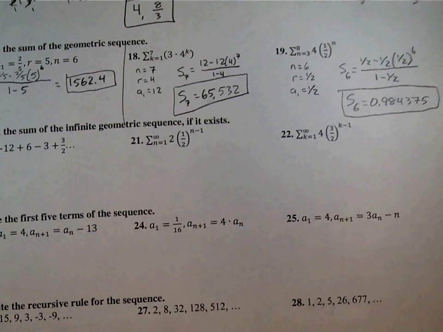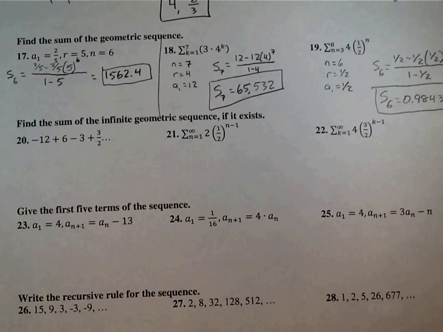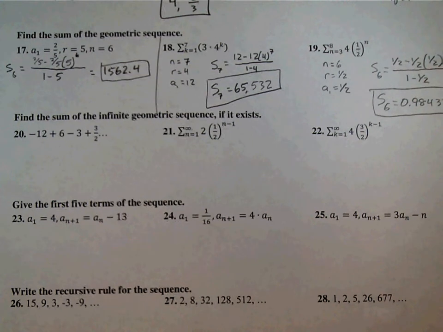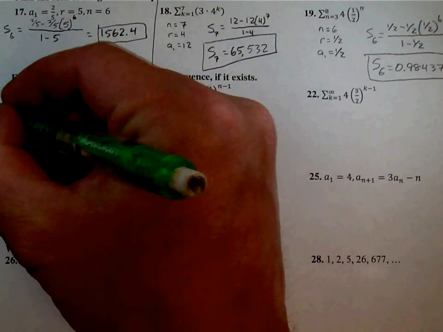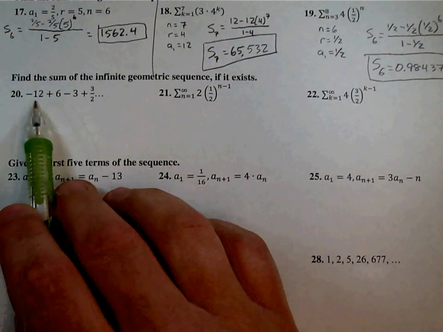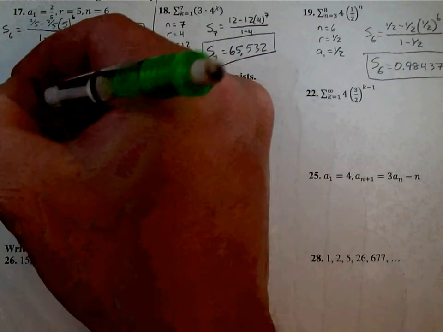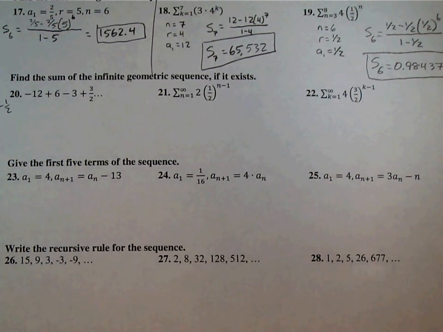Now in this next section, we're still dealing with geometric, but now it's infinite. So there is no last term. We don't use the same formula we were just using. First thing we have to do, though, is determine if there even is a sum. Is this series convergent or divergent? To determine that, you need to look at the r value. What is it that we're multiplying by? From -12 to 6, looks like we multiplied by -1/2. I'll check your other terms just to make sure that seems reasonable. Yes, it does.